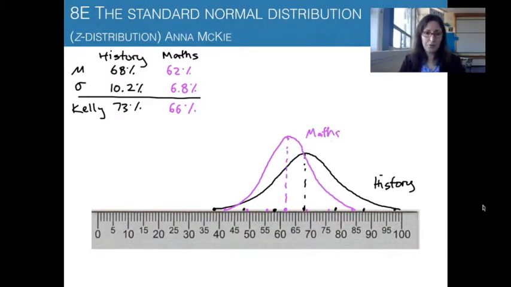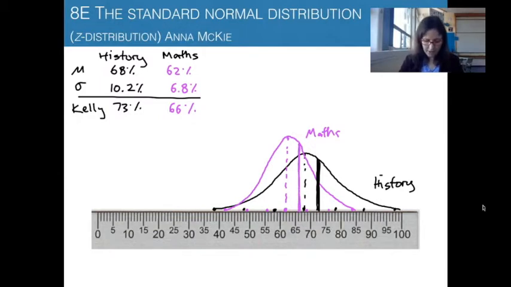Now the next point to put on are Kelly's scores. For history, she scored 73%. So where is that on the axis? We've got it here at 73. I'll put a solid line for that, that's Kelly. And for maths, she scored 66. So that would be about here.